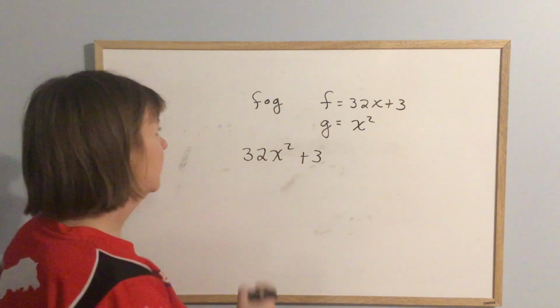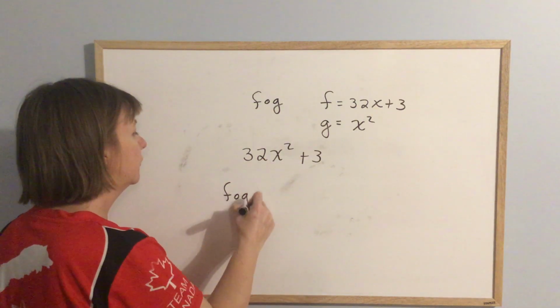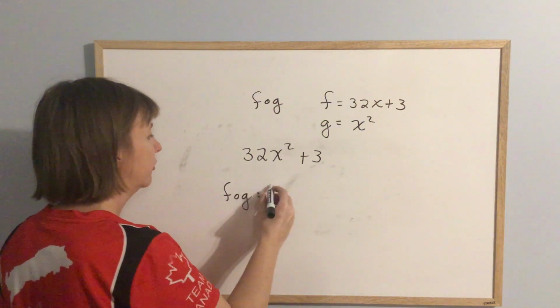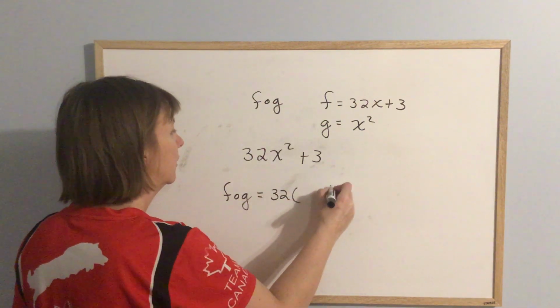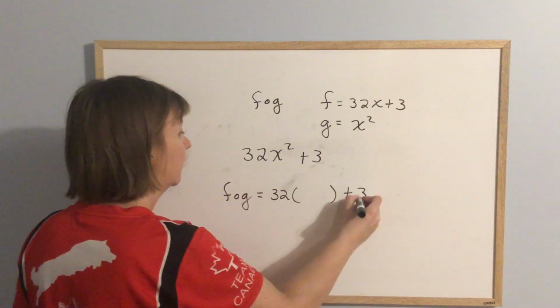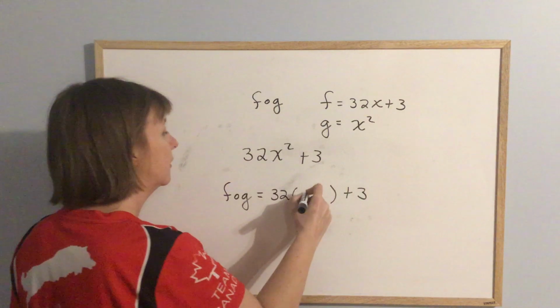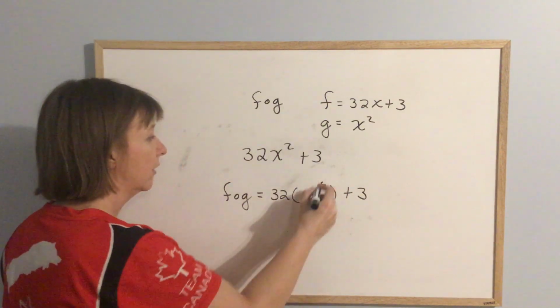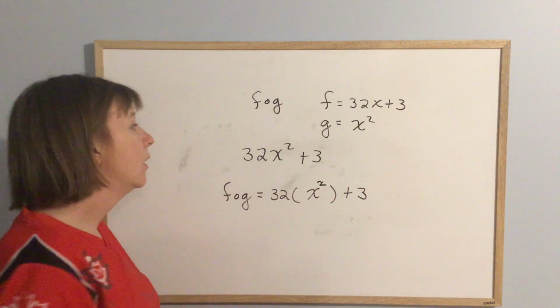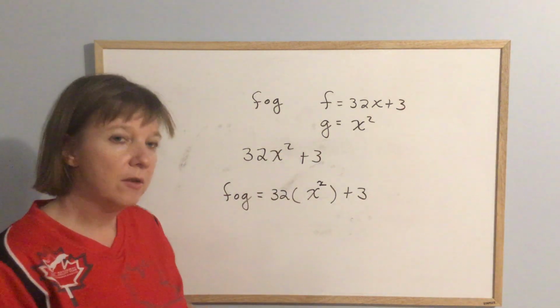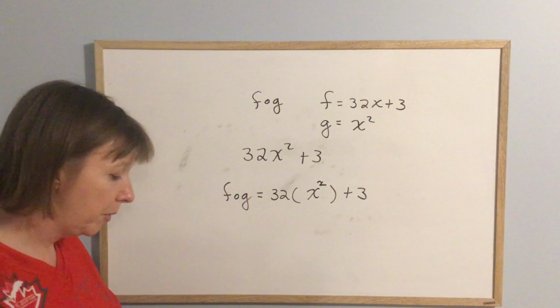Now the reason why I say that, if I do f of g with that, means take my f equation, which is 32 times something plus 3, but then insert the g equation into the empty space, and the g equation is x squared. So you see how when you put it together, you get this. They really want you to break it apart.